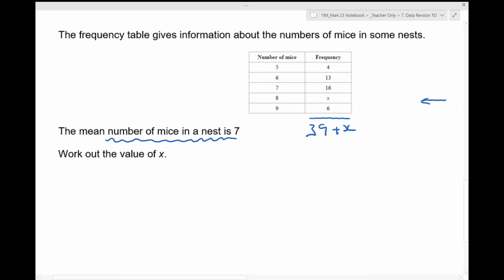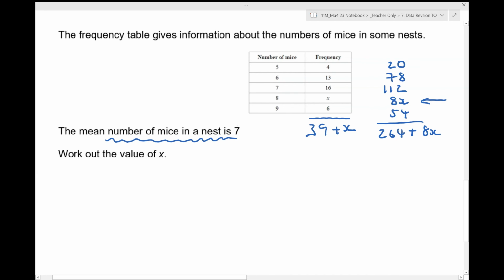Now what about the number of mice in these nests? I'm going to multiply. 4 5s are 20 mice there. 6 times 13 is 78. 7 times 16, 112. 8 times x, 8x. 6 9s are 54. So altogether, in the 39 plus x nests, I've got 264 plus 8x mice.